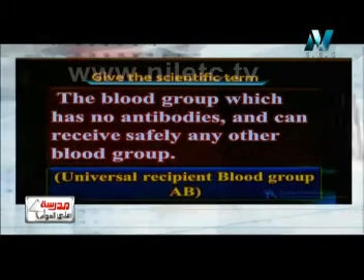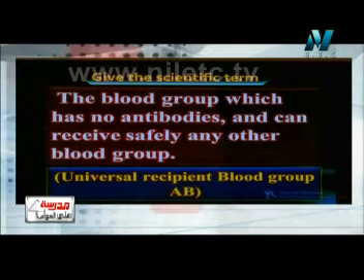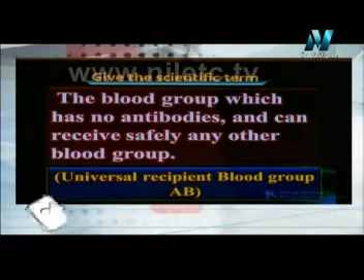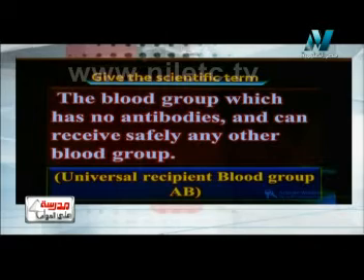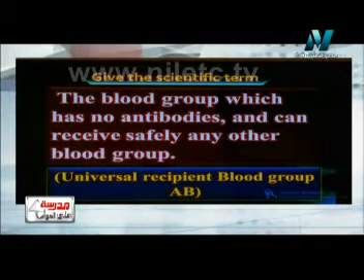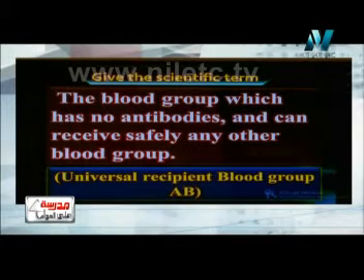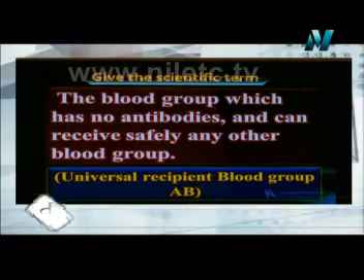The AB blood group has no antibodies, but AB positive, where positive means containing RH, can produce antibodies against RH. But AB negative can produce antibodies against RH if the transfer of blood takes place for one time only.